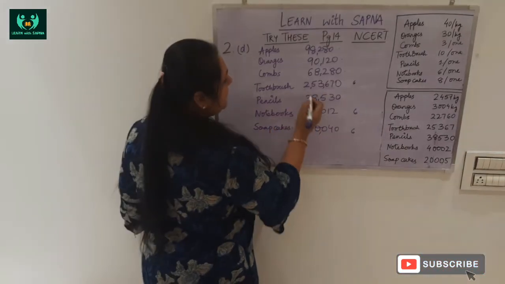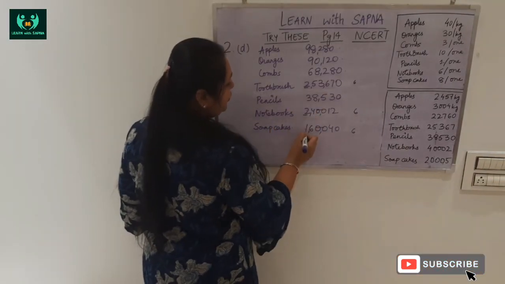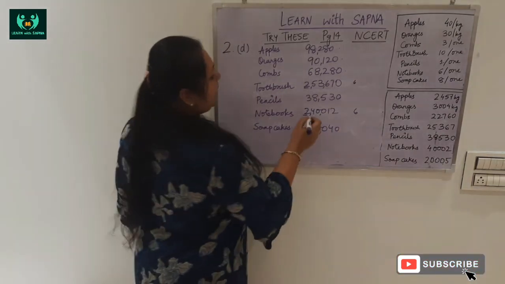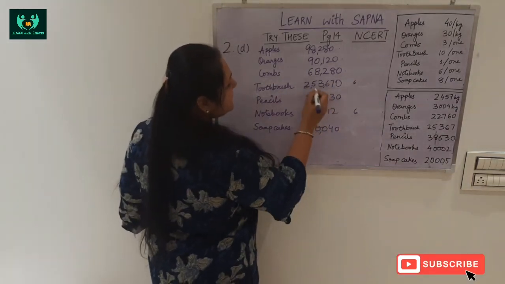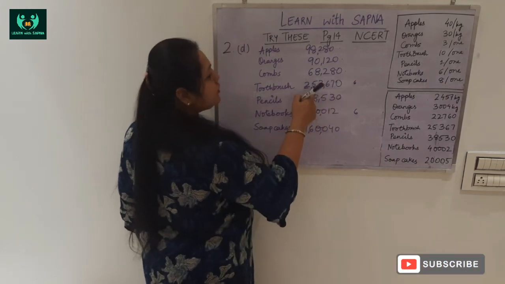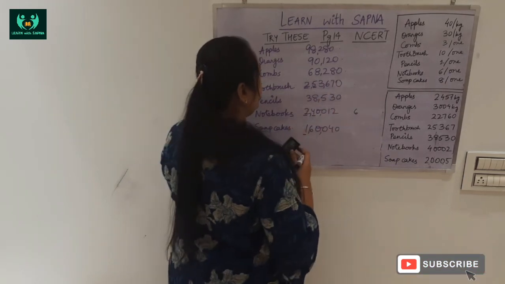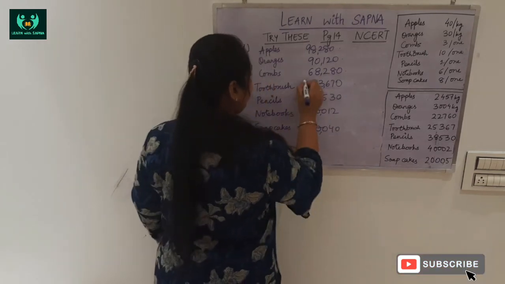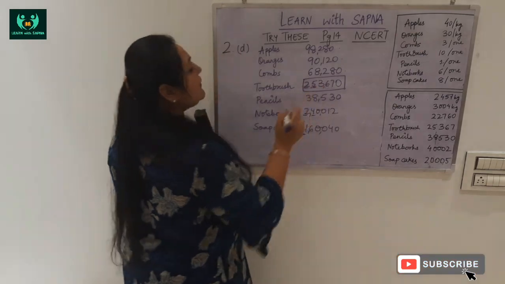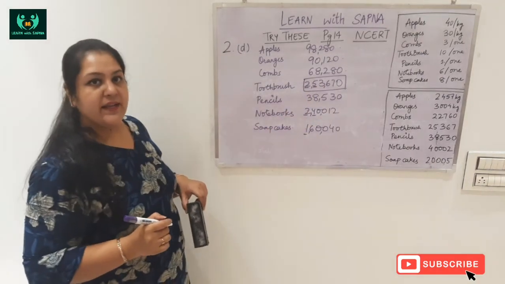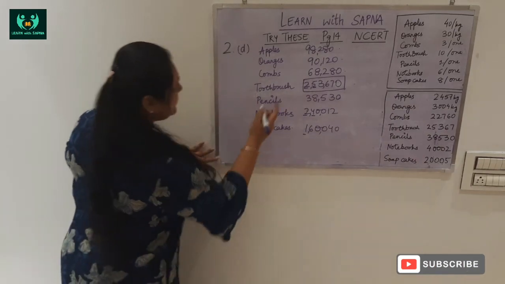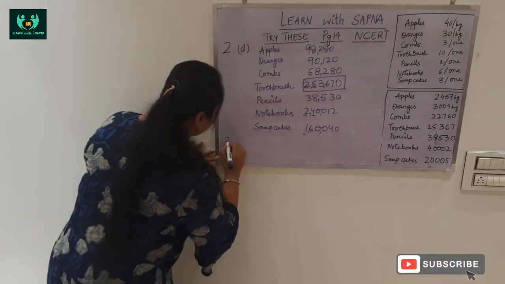6 digit numbers में highest power compare करेंगे 2, 2, 1. 1 छोटा है, we'll drop this one. Now 2 and 2 के बाद next highest power क्या है? 5 and 4. So 5 is greater than 4. So this is the highest number. So that means जो highest value है वो हमारी टूथब्रश की है, that is 2,53,670.